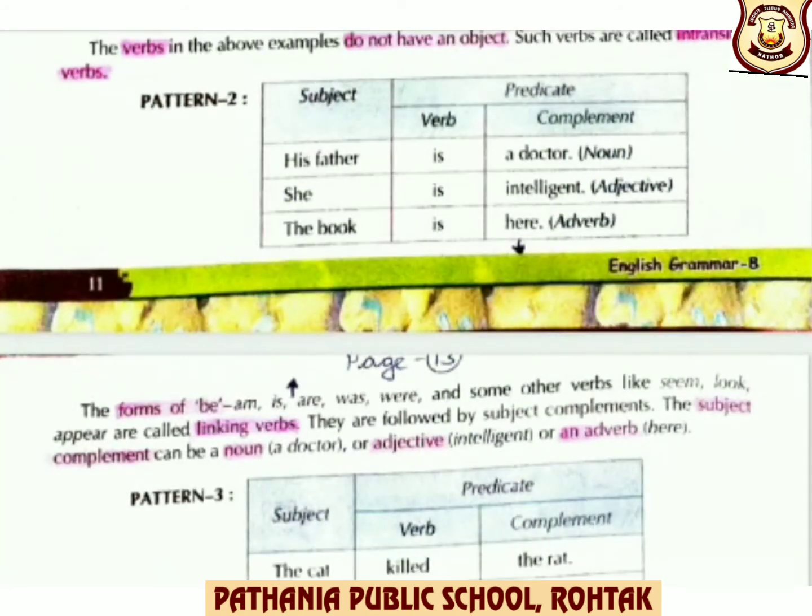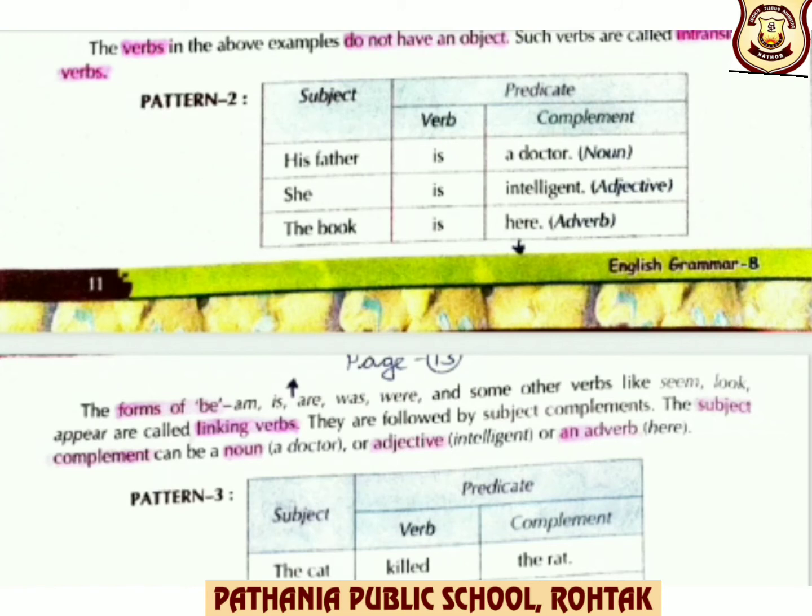Here, as per the above examples, children, his father is a doctor. His father is a subject. Verb is a linking verb. A doctor is a subject complement because it is describing the subject, his father. What is his father? A doctor. So it's a noun here.